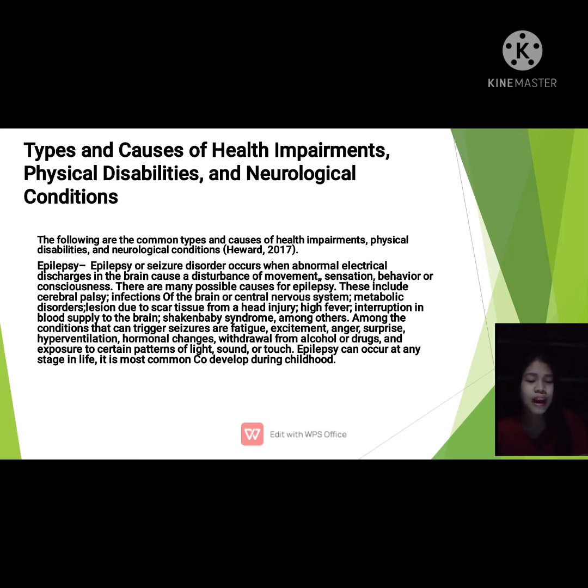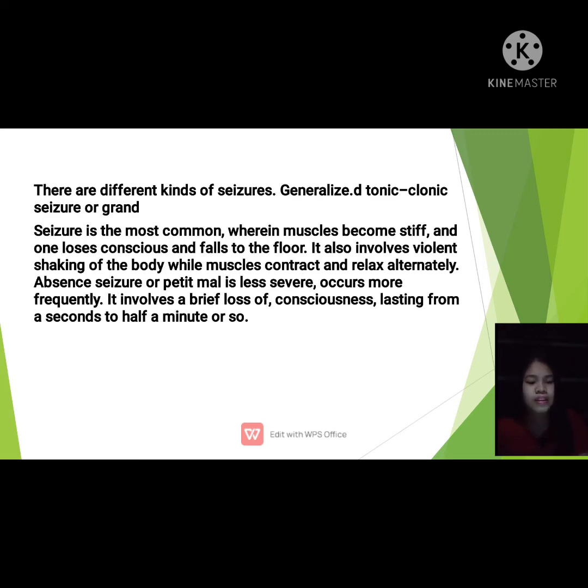Okay? There are different kinds of seizures. Generalized tonic-clonic seizures, or grand mal seizures, are the most common, wherein muscles become stiff and one loses consciousness and falls to the floor. It also involves violent shaking of the body while muscles contract and relax alternately. Absence seizure, or petit mal, is less severe and occurs more frequently. It involves a brief loss of consciousness lasting from a few seconds to half a minute or so.